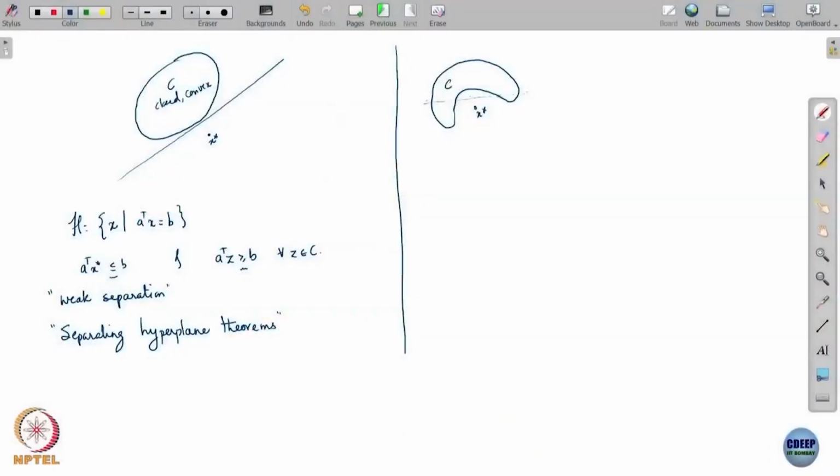Now, there are other points that may be separable, for example a point x star that lies here may be possible to separate from the set C. But it is not possible for every point outside the set. When your set is closed and convex, it can be separated from every point that lies in the exterior.